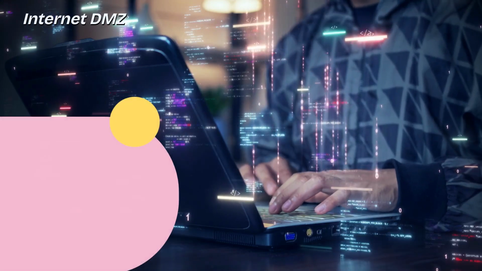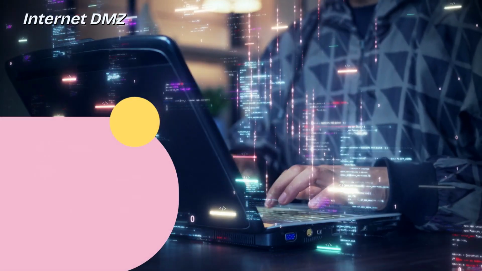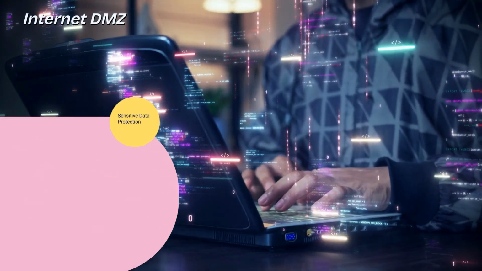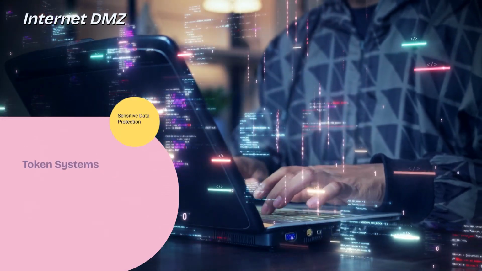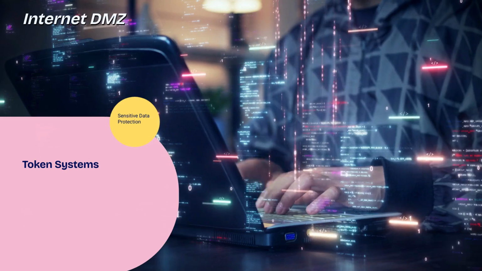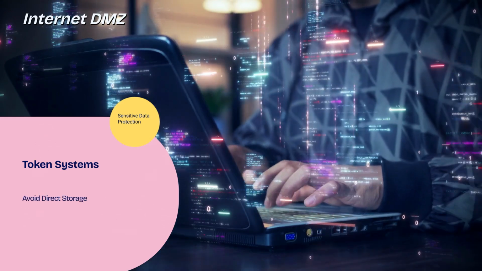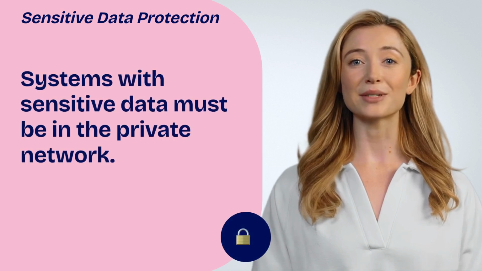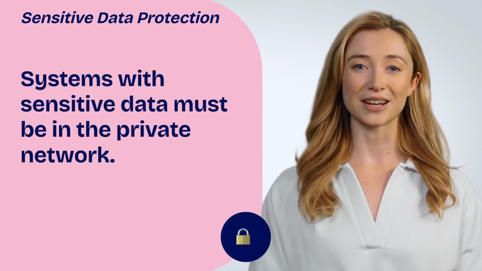Any system open to the internet should be in the DMZ and not contain sensitive data. It's like having only promotional materials at the mall entrance, not the cash. For example, your public-facing website should never store customer credit card information directly, but only use token systems or references. Systems with sensitive data must be in the private network, inaccessible from the internet.